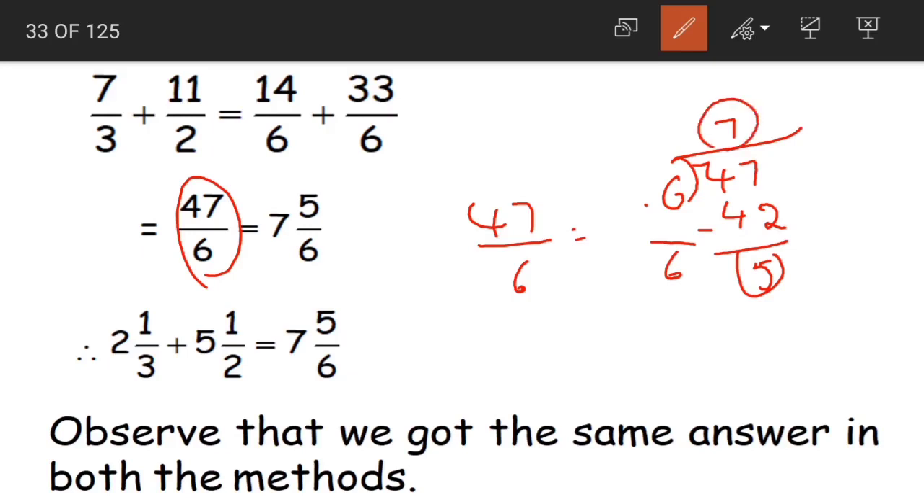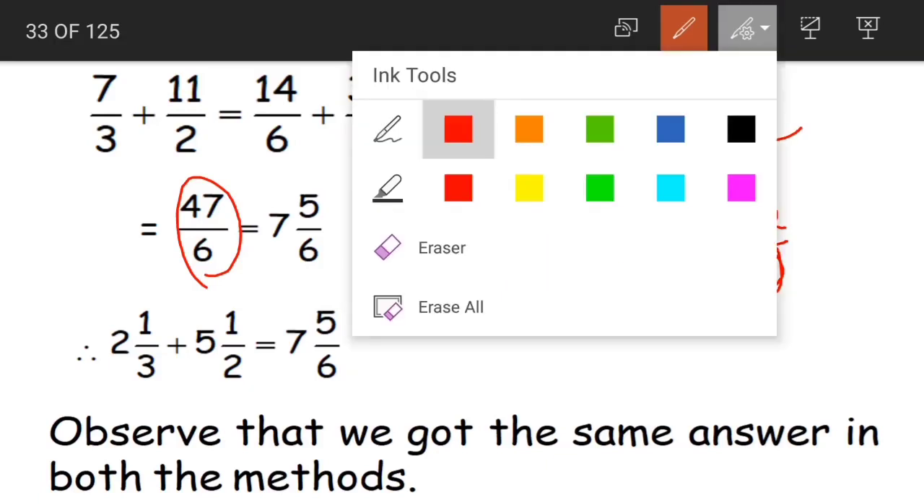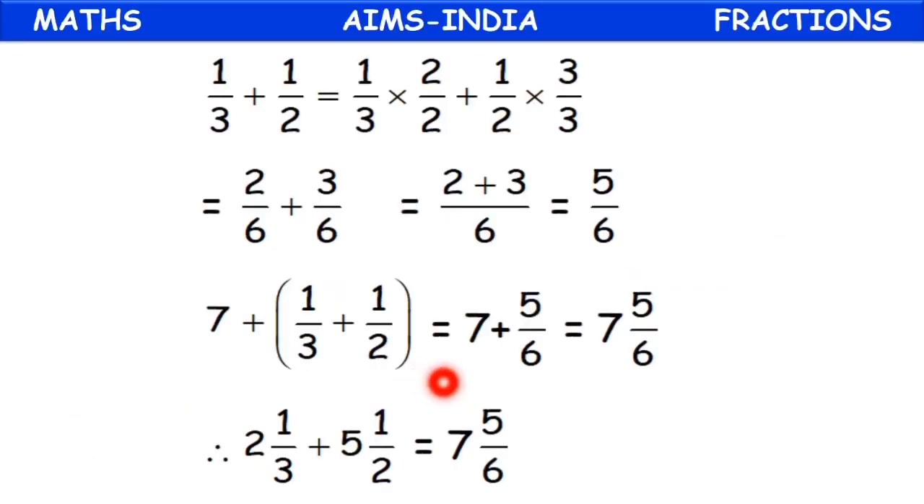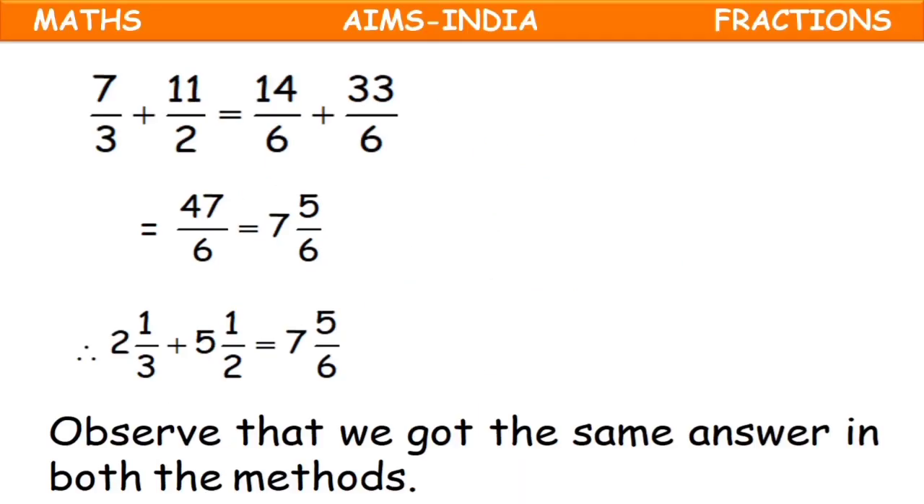Now what about this quotient? Quotient will be the whole number part. And what about the numerator? The remainder will be our numerator. Okay children, the denominator will be the same. No change in denominator. Quotient will be the whole number and then remainder will be our numerator. So 47 by 6 is nothing but 7 5 by 6. If we observe, even in method 1 we got 7 5 by 6 as the answer, and even though we followed a different method, the answer is 7 5 by 6.